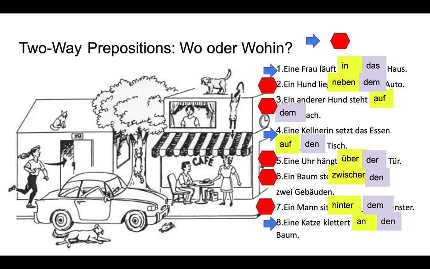Nummer 5, eine Uhr hängt über der Tür. Here's the clock right here. It's just hanging there. Nobody's moving it, so it is dative.